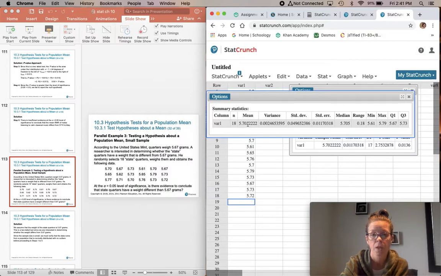So make sure that if you need that standard deviation, you come into these summary stats. That gives us our mean, our standard deviation, median, range, quartiles, all those other things that perhaps we could be interested in knowing.